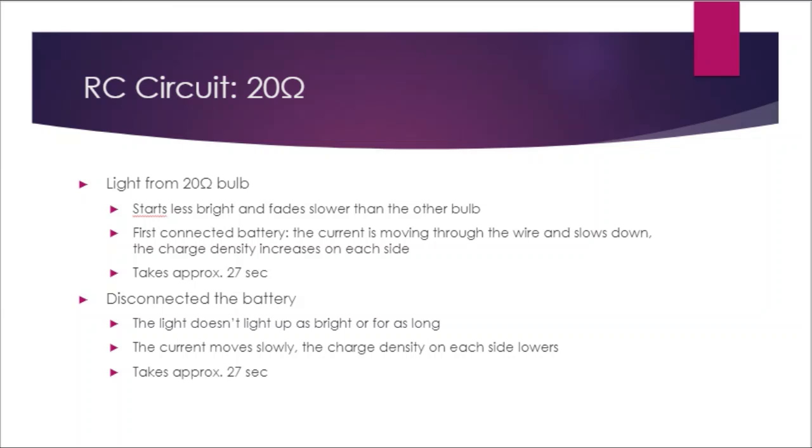With the 20 ohm bulb, I have a very similar experiment, except it takes approximately 27 seconds, approximately 30, which would be approximately double the time for the light to fade and for the charge density to increase and then decrease.